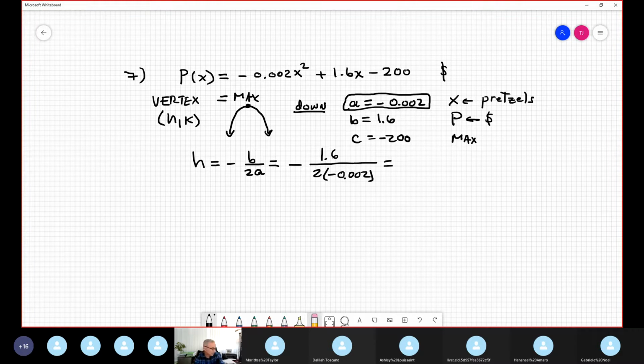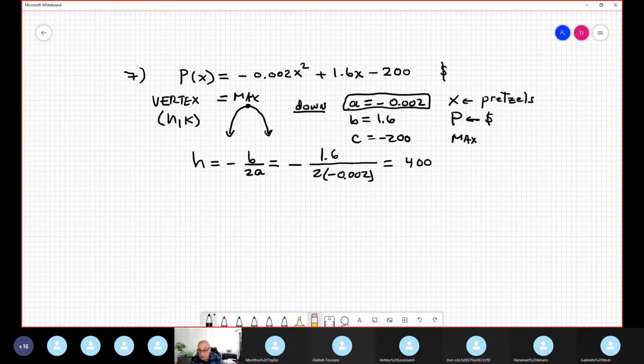Be careful with the sign. We have double minus. Double minus becomes positive. So actually, I put in my calculator 1.6 divided by 0.004, because 2 times 2 is 4, no? Boom, I get the answer. The answer is 400.